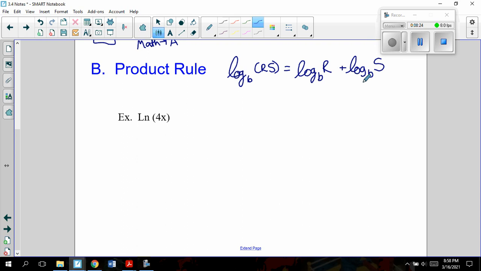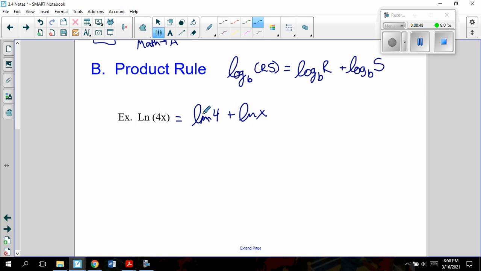You're not changing the base on here. All you are doing is splitting up this multiplication within a log, and then you add those two logs separately. So for example, on this one, I have the natural log of 4x. I can switch to the natural log of 4 plus the natural log of x.